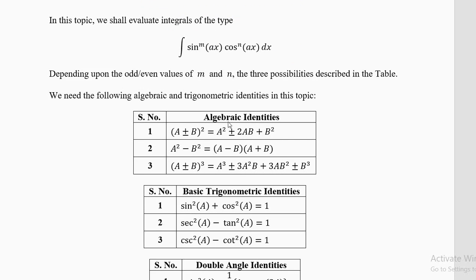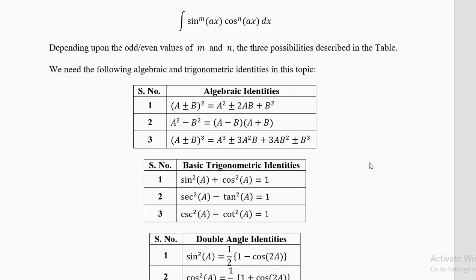Now we'll be needing three algebraic identities which are a plus or minus b whole square equal to a square plus or minus 2ab plus b square, a square minus b square equal to a minus b into a plus b, a plus or minus b whole cube equal to a cube plus or minus 3a square b plus 3ab square plus or minus b cube.